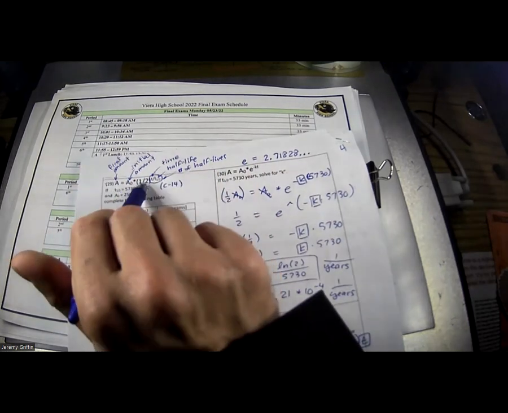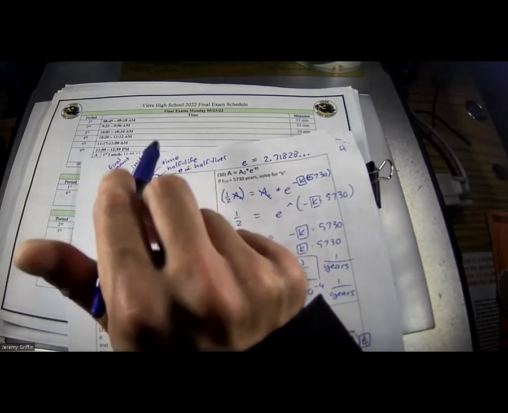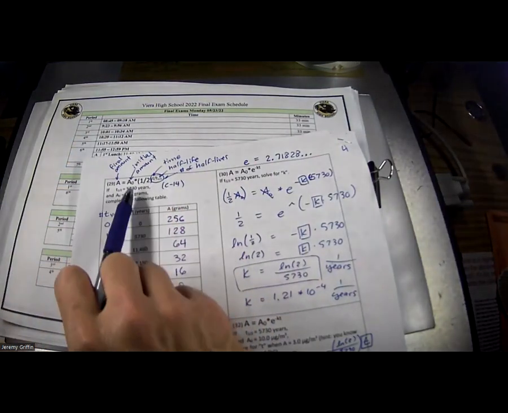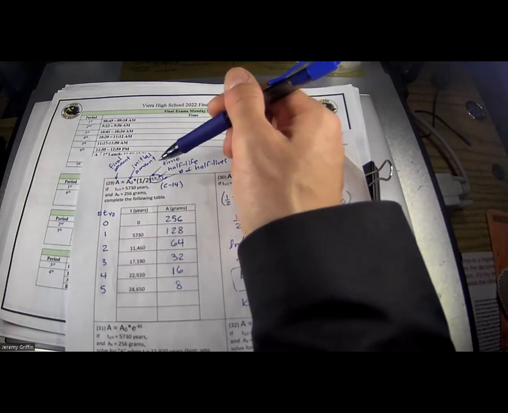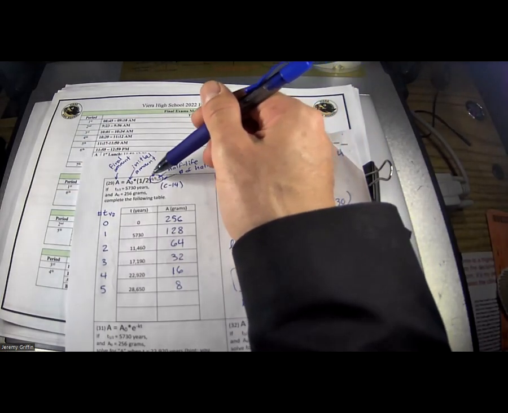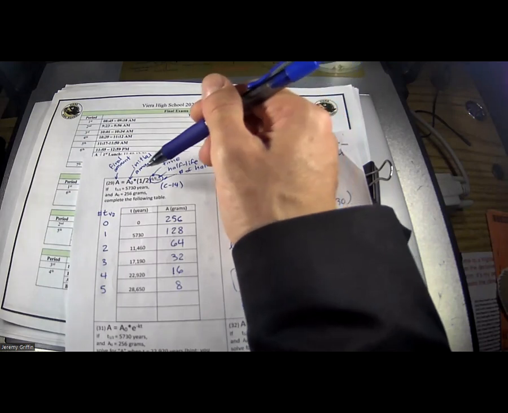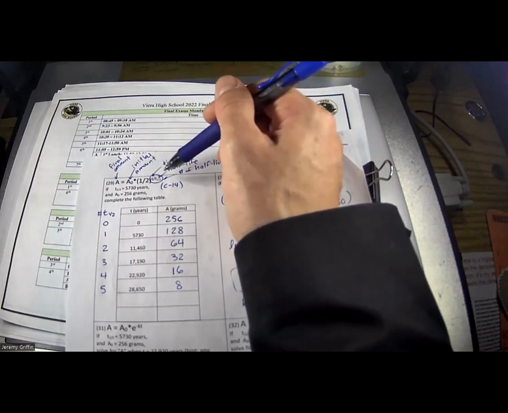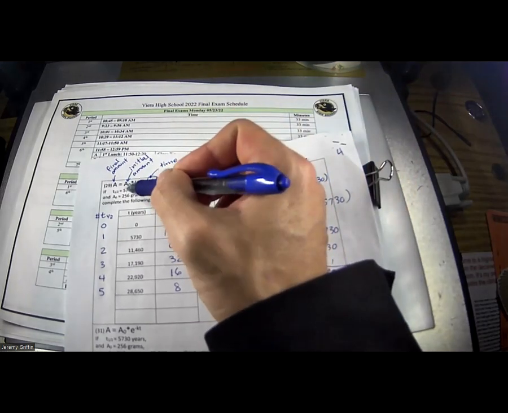Now, what is that power? t over t 1/2. Okay, that's like a count of the number of half-lives. So, for example, 5,700 years is the half-life of carbon-14. What if 5,700 years have passed? 5,700 over 5,700 in this exponent, that's a count of exactly one half-life, which means you multiply by half one time. You guys see how this equation is working? Right. What if 11,000 years have passed?